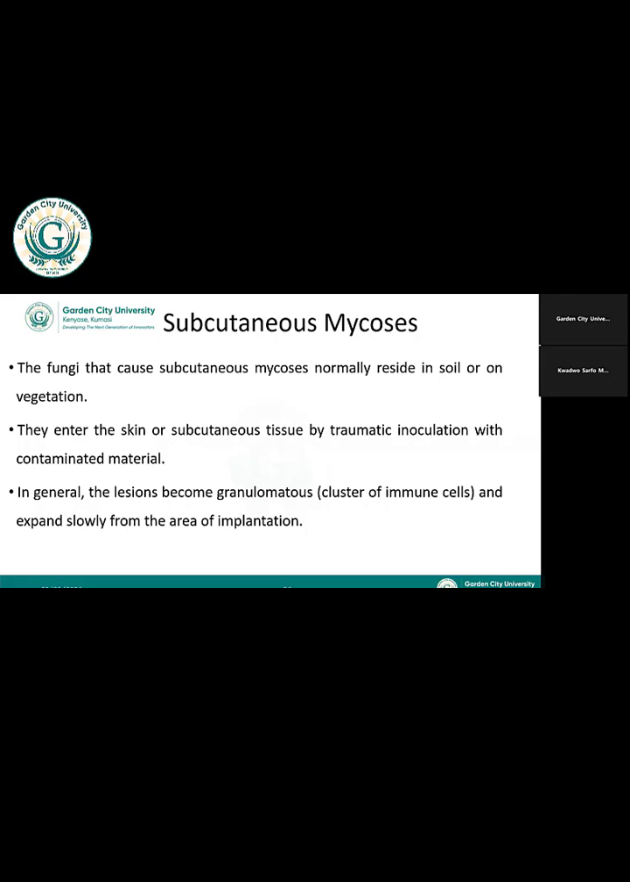So they mostly affect the feet, but sometimes, especially with work, there is accidental entry into the underside of the skin, and then they begin to cause the mycosis. So you can have the immune system trying to fight them, and then you have granulomatous lesions, and then they begin to expand slowly if treatment is not administered.